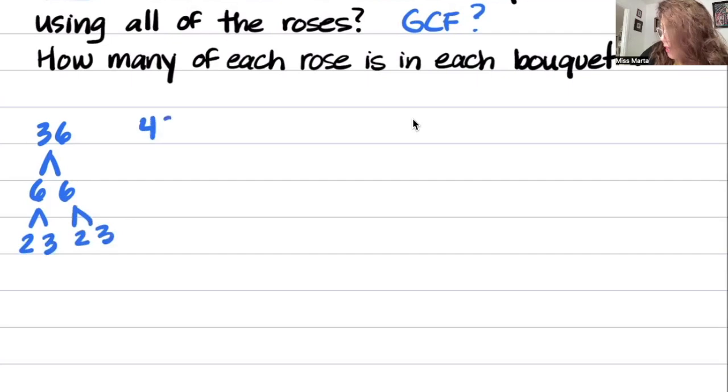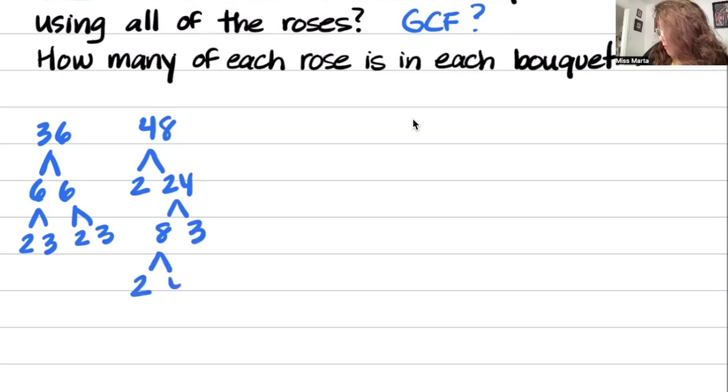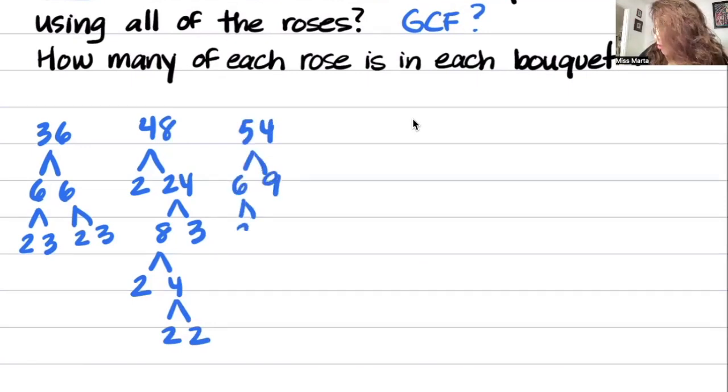We have 48, which is 2 times 24, and 24 is 8 times 3, and 8 is 2 times 4, and 4 is 2 times 2. We have 54, which is 6 times 9, and 6 is 2 times 3, and 9 is 3 times 3. All right, so let's write them out.